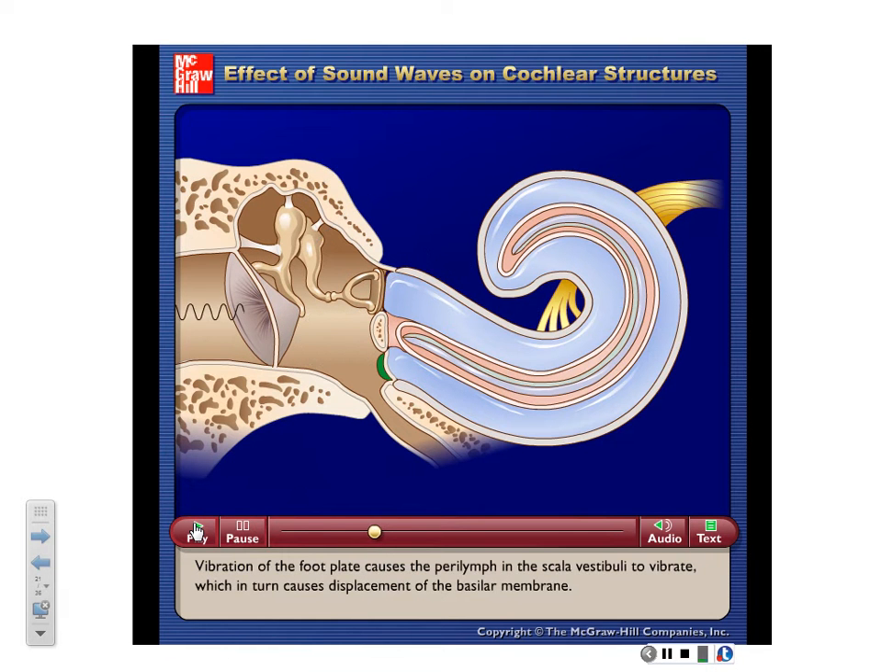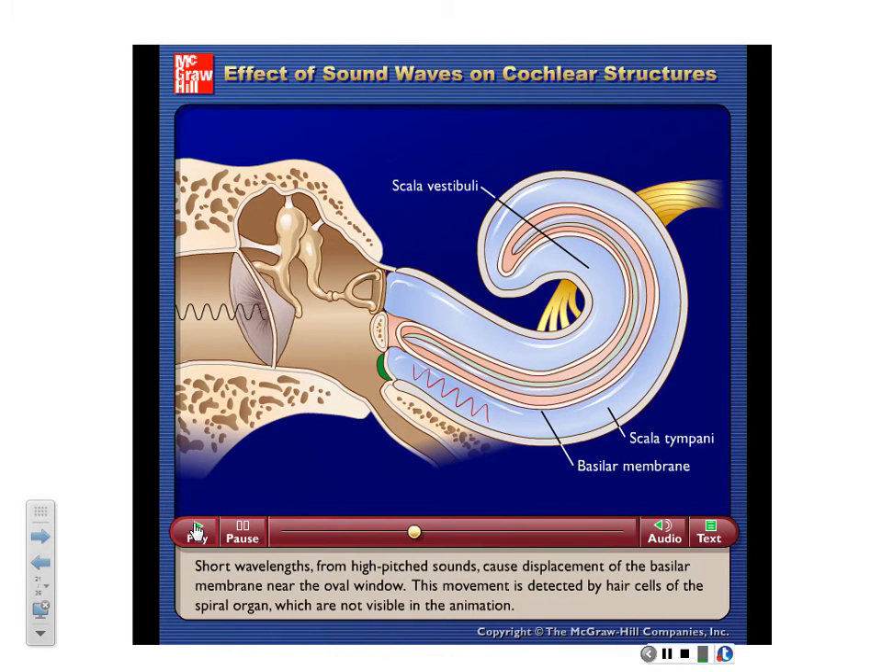Vibration of the footplate causes the perilymph in the scala vestibuli to vibrate, which in turn causes displacement of the basilar membrane. Short wavelengths from high-pitched sounds cause displacement of the basilar membrane near the oval window. This movement is detected by hair cells of the spiral organ, which are not visible in the animation.